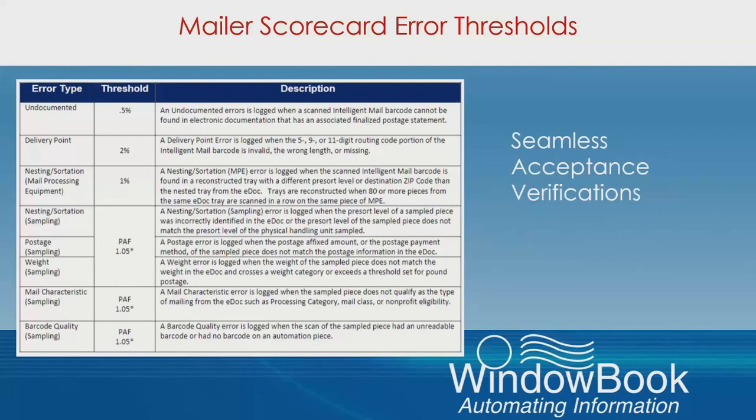Now here, the Postal Service verifies that the barcode on the mail piece can be tracked back to the EDOC that's submitted. Other seamless acceptance verifications include the delivery point data, nesting and sortation, postage, weight, mail characteristics, and barcode quality.